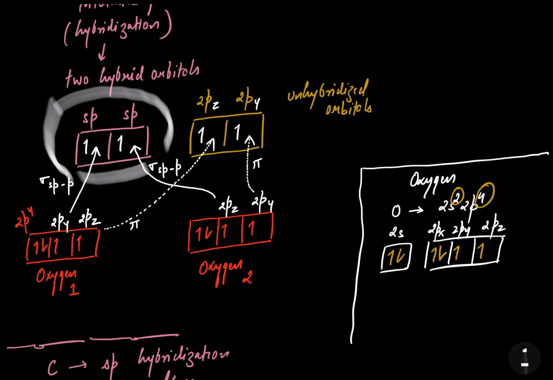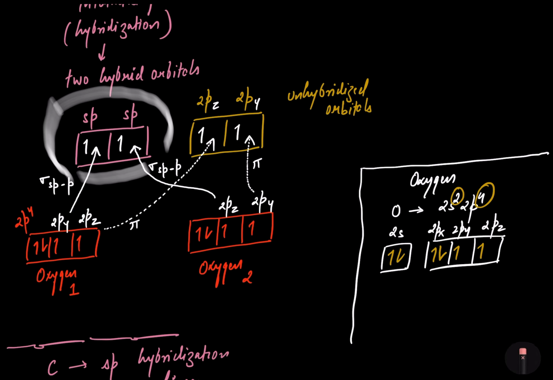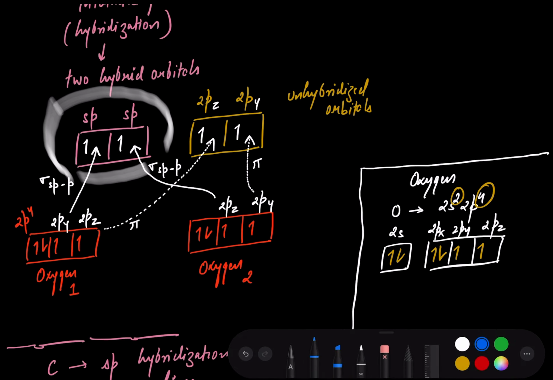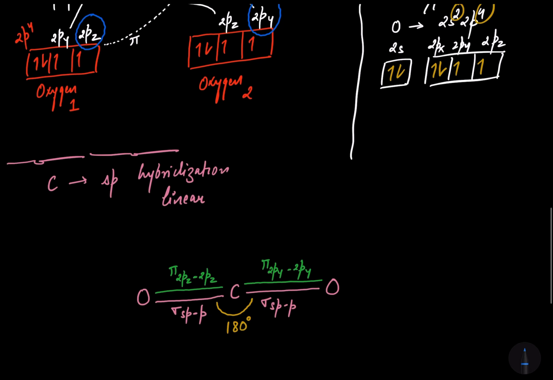I'm repeating it again, it's an important point, that the 2pz of oxygen is having side overlap with the 2pz of the carbon because they are on the same, parallel axis. On the other hand, the 2py of the second oxygen is having side or lateral overlap with the 2py of the carbon because they are also on the same parallel axis. So that's all for today. I hope you got today's topic.